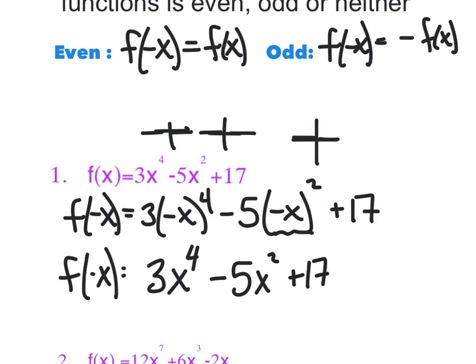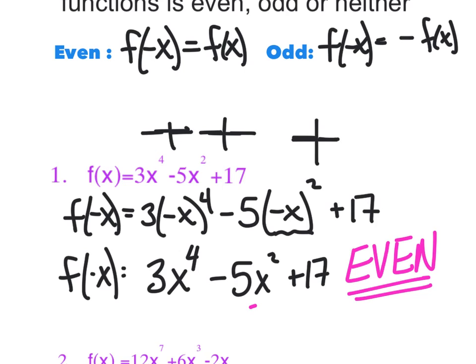Now all you do is compare that to the original function. Did you get out the original f of x? Does that look the exact same? 3x to the fourth, negative 5x squared, positive 17. If it looks the exact same, we're going to make a note that this is an even function. Okay, so what does that mean? Well, remember, even means you are symmetric to the y-axis.